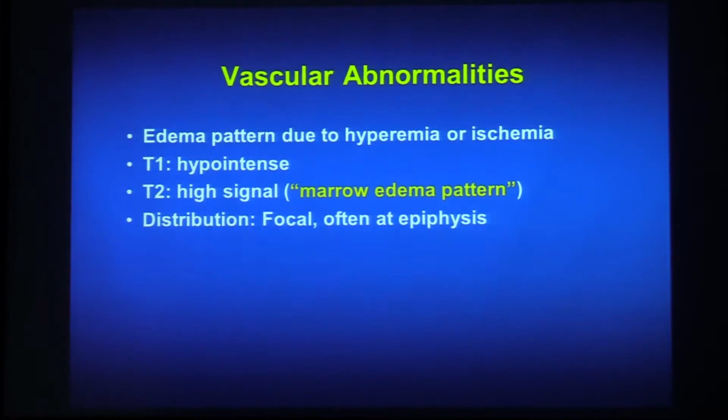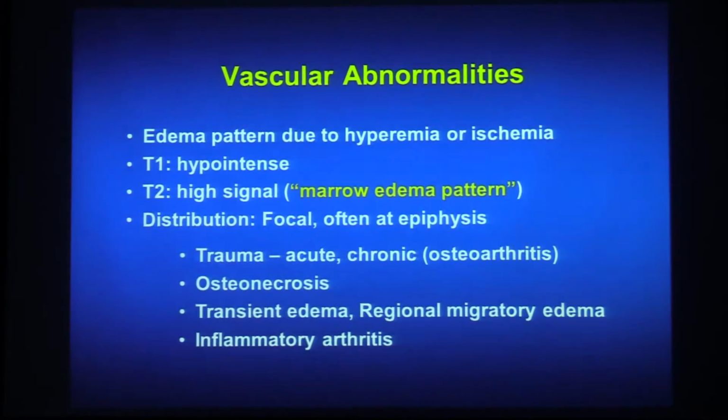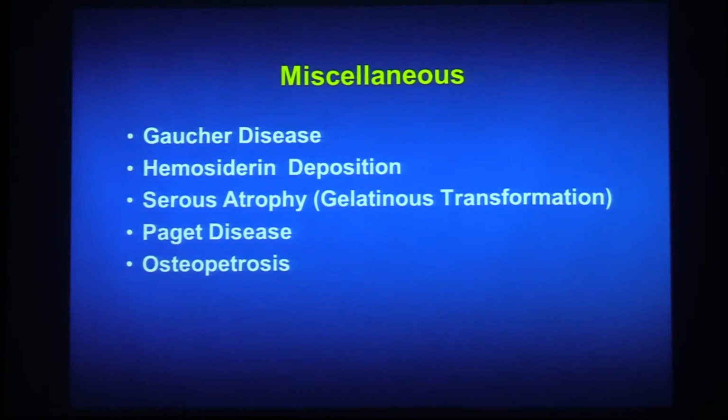Vascular abnormalities, this is an edema pattern in the bone marrow due to either hyperemia or ischemia. So bright on the T2 weighted images. These are often focal, seen at the epiphysis, and we can see these because of trauma, bone contusions, the subchondral marrow edema you see in osteoarthritis, osteonecrosis, transient edema, and the hyperemia around a joint that has inflammatory arthritis.